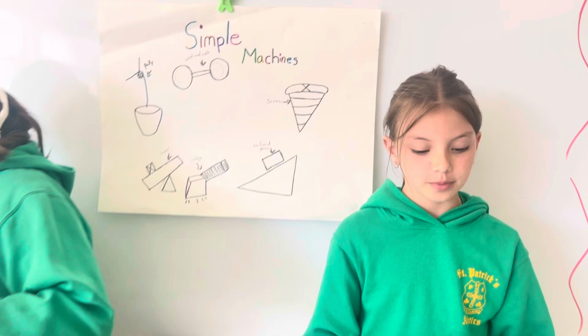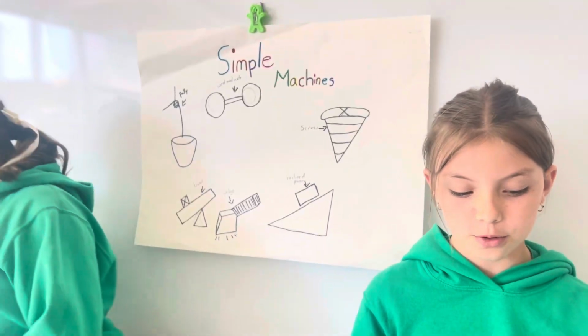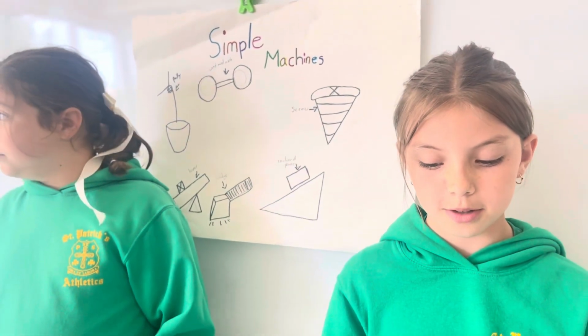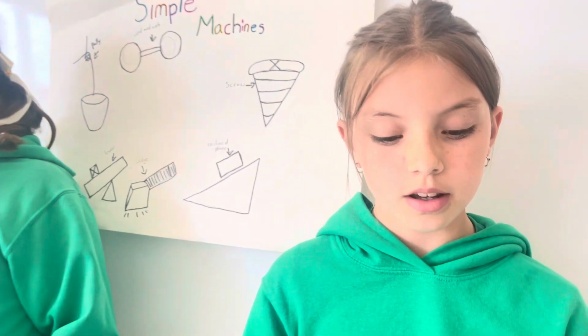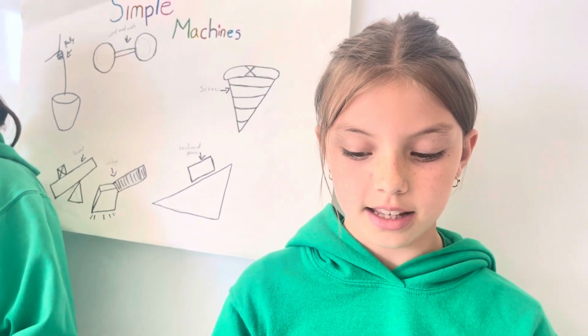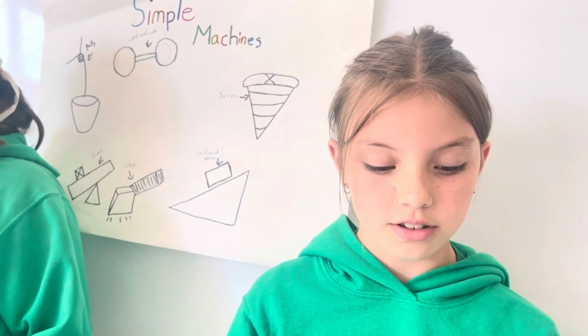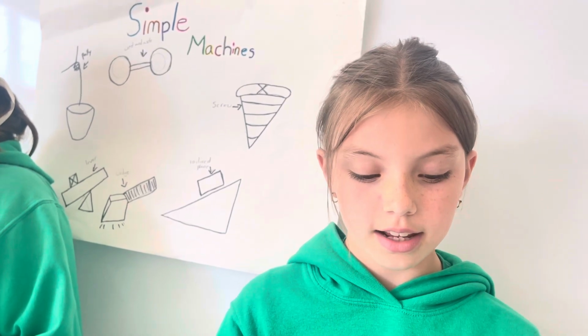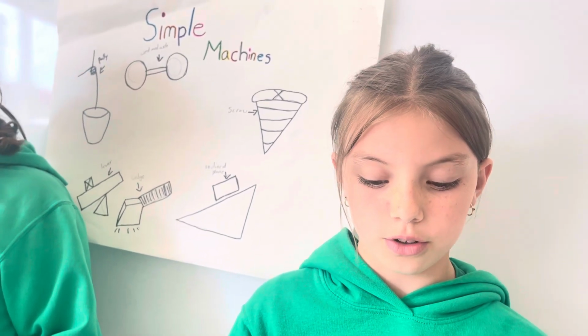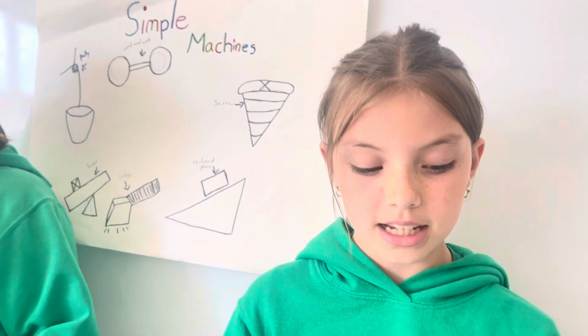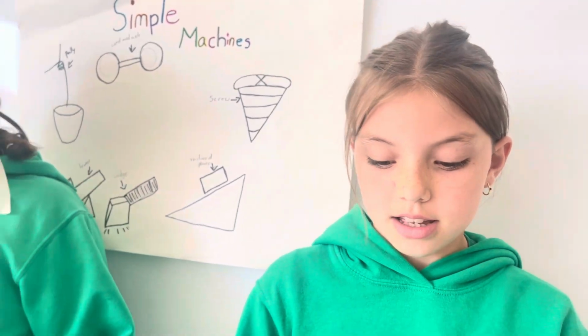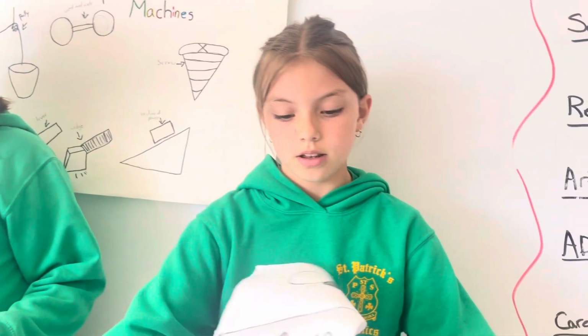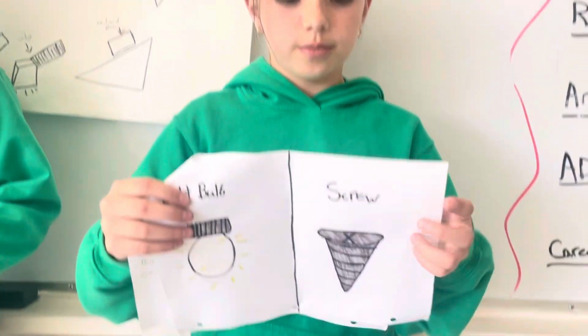Next is a screw. A screw is an inclined plane wrapped around a cylinder or cone to hold materials together or lift them. Screws are used in lots of things like furniture, tables, and jars, and lots of stuff in your kitchen. Here are 3 examples of a screw: lid jars, light bulbs, and even a screw itself. Some examples of a screw: a light bulb and a screw.